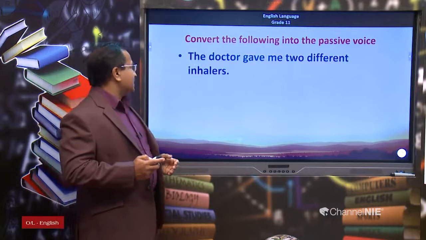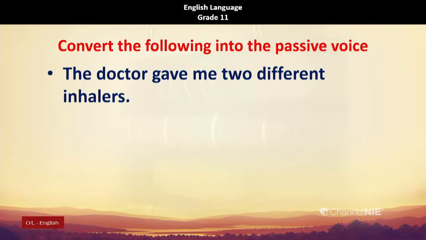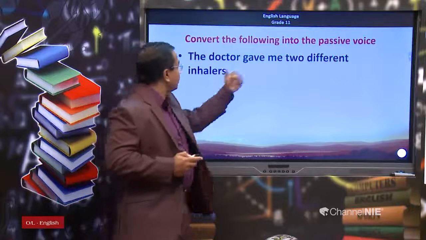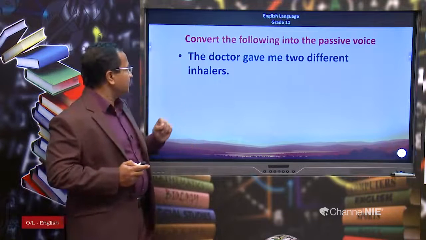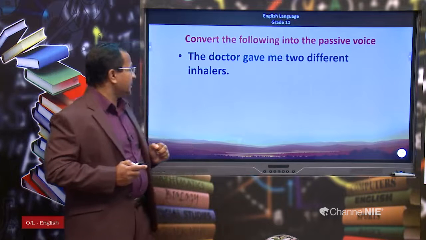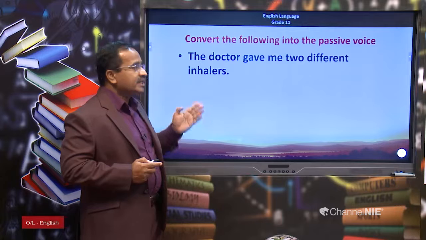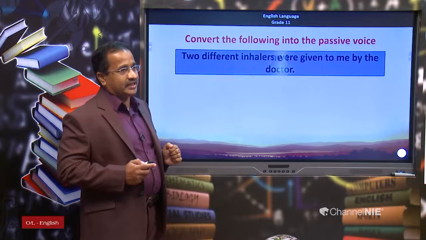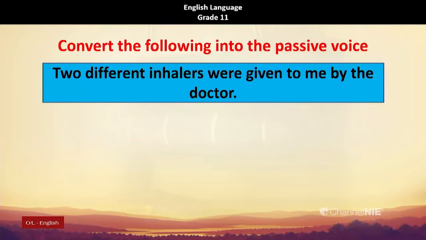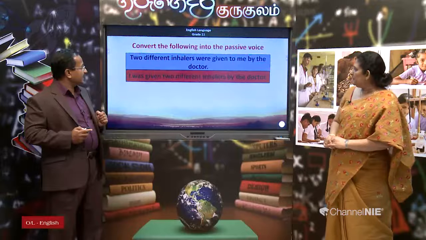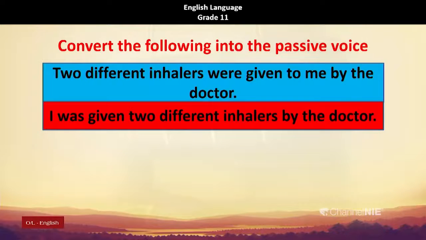A small activity. The doctor gave me two different inhalers. Here we have two different inhalers as the direct object, and me as the indirect object, and we are going to convert this sentence into the passive voice in both the ways, and she will read. The first one is, two different inhalers were given to me by the doctor. The other one, I was given two different inhalers by the doctor.